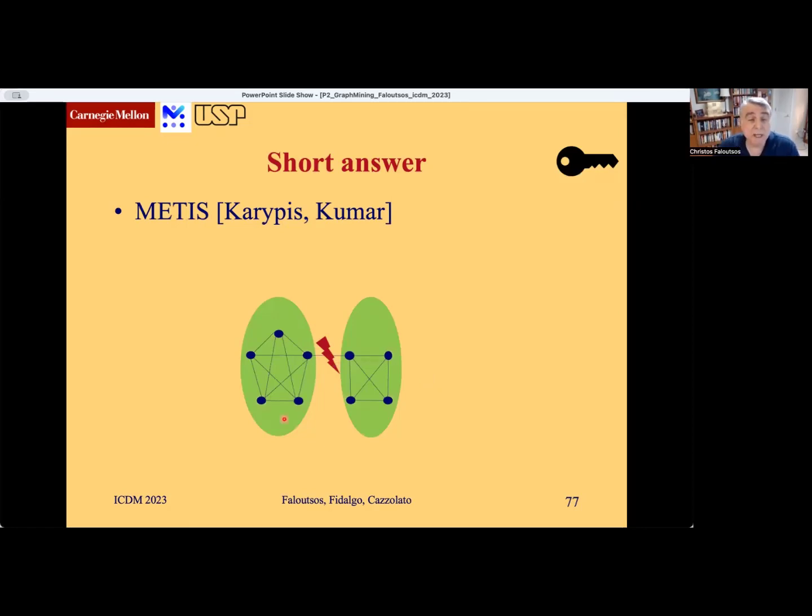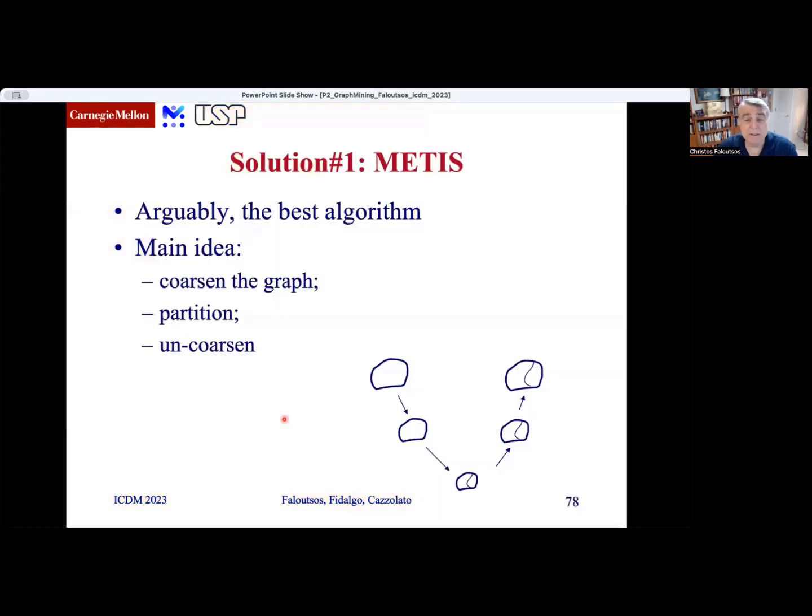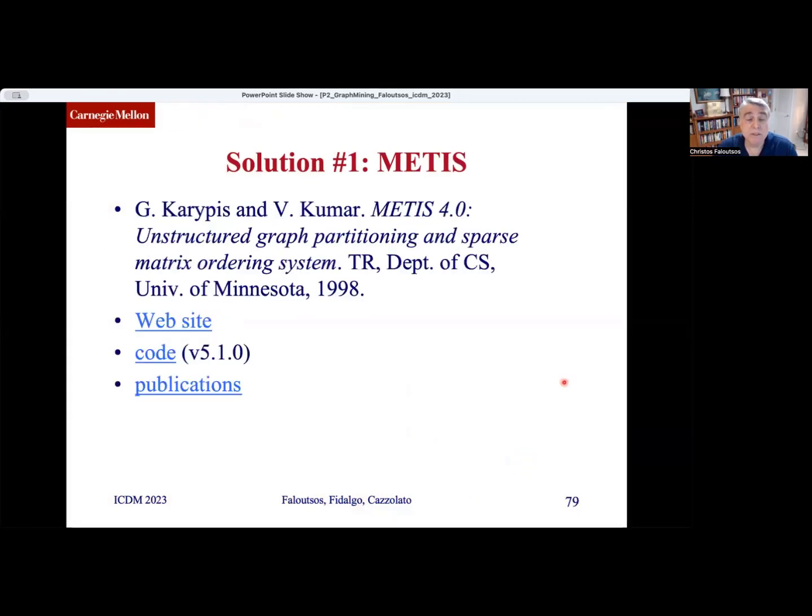It turns out that METIS by George Karypis and Vipin Kumar is an excellent algorithm to do that. The high-level idea of the METIS algorithm is that it does a coarsening of the graph, and then does the cut, and then does the uncoarsening. The algorithm is very mature. It's already since '98, and now the code is available, version 5. At the point of presentation, there is a website. There are publications with multiple variations and extensions of the basic algorithm.